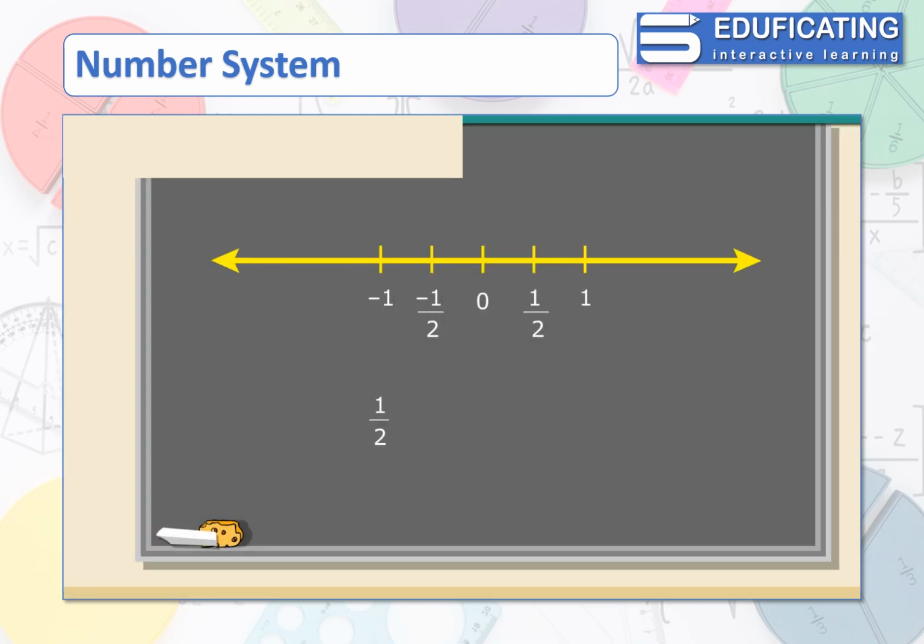Students, what about 1 by 2? Is it a whole number, natural number or an integer? You can see 1 by 2 lies between 0 and 1. We call it a rational number. Come along to know more.